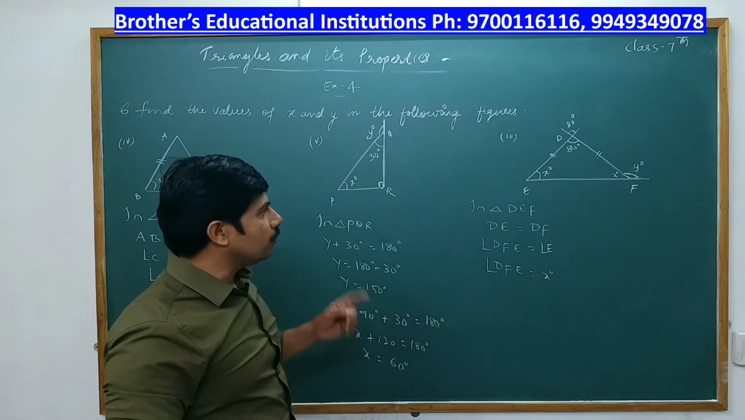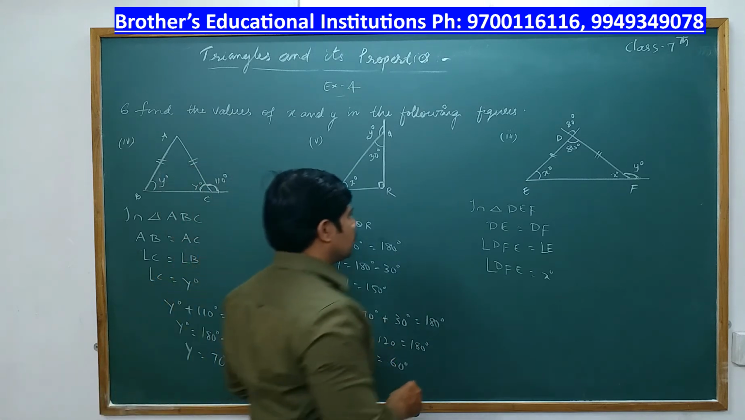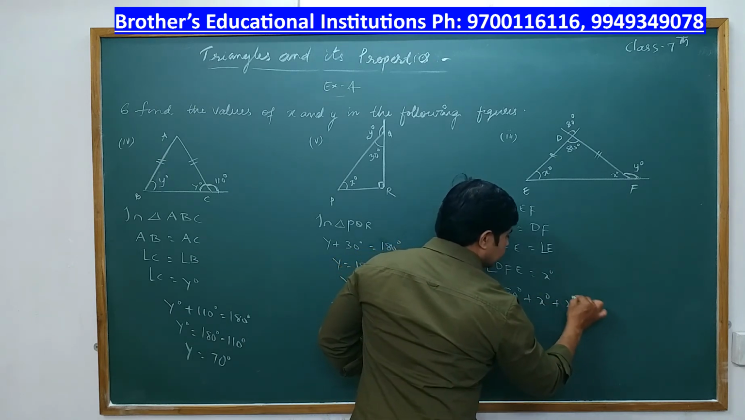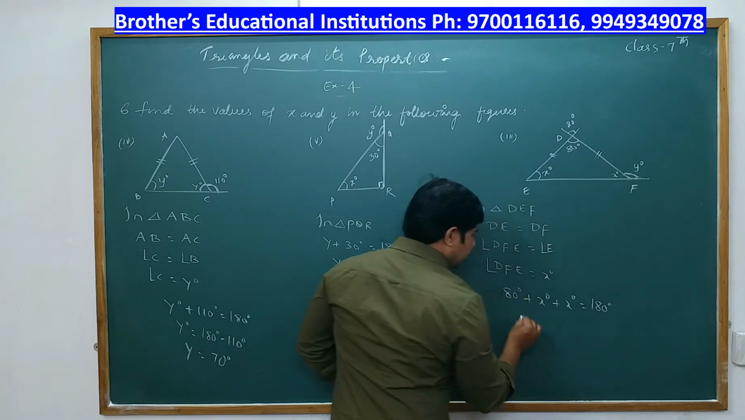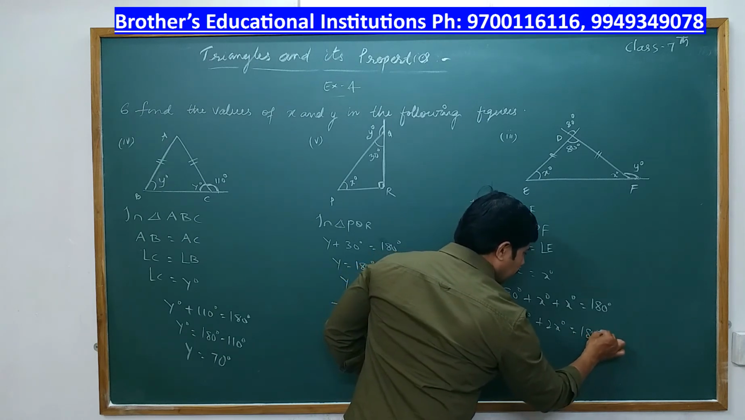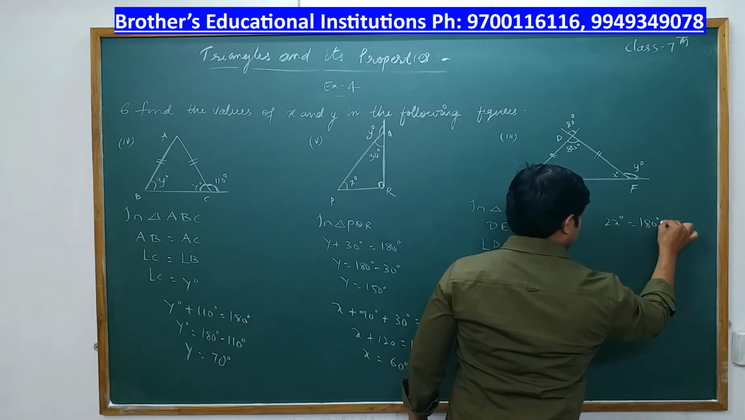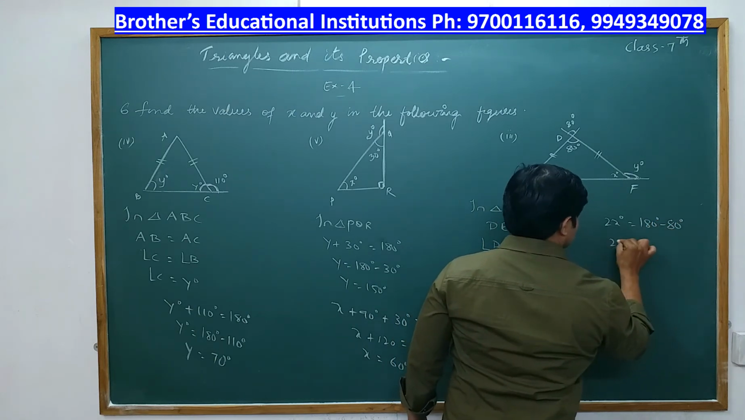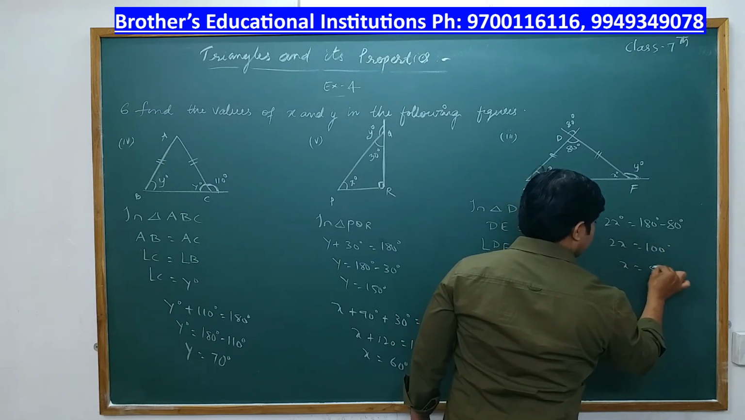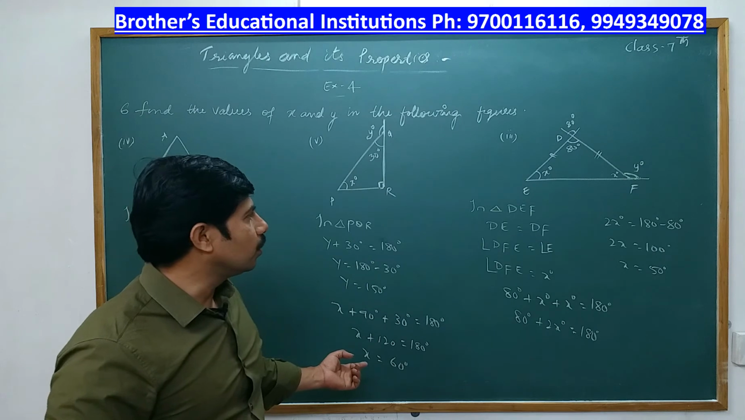So now what we do, now we use angle sum property in triangle DEF, that is 80 plus x plus x is equal to 180. So we write 80 degrees plus 2x is equal to 180 degrees. So 2x is equal to 180 minus 80 degrees. 2x is equal to 100 degrees. So x is equal to 100 by 2, it is 50 degrees. Okay, so this is completed. No, it's not completed. We got x.